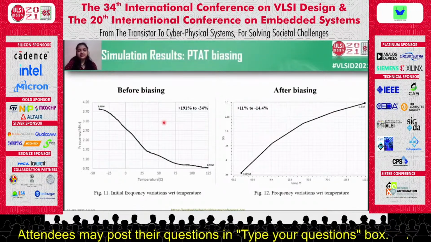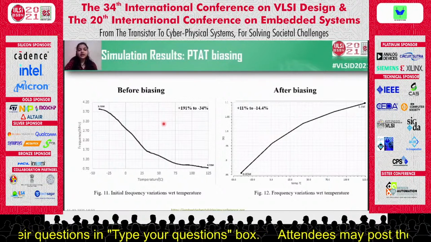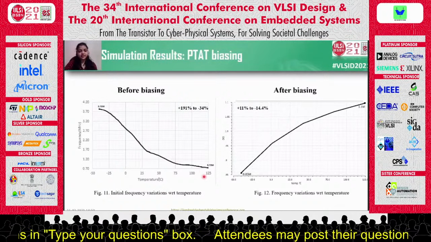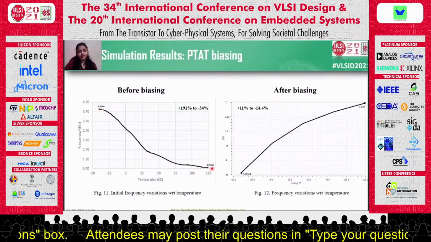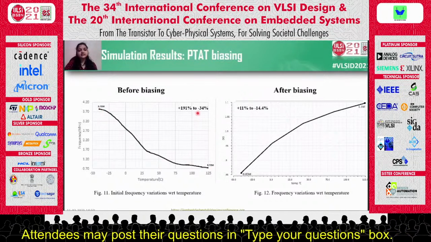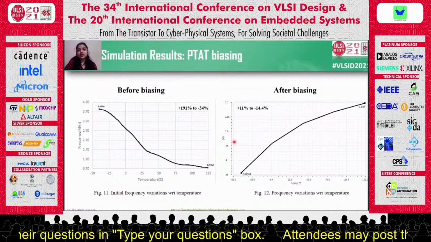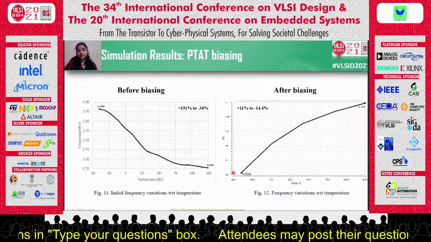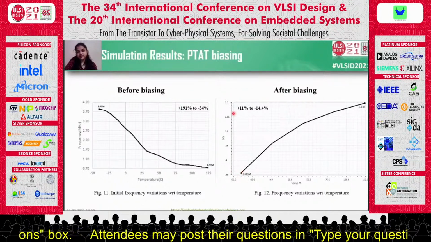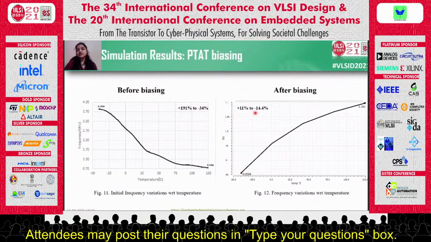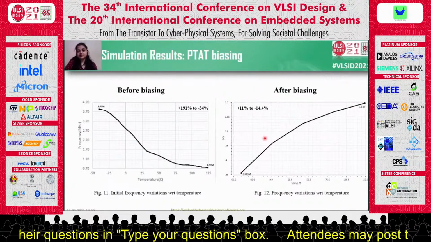Here are the results of frequency variations with respect to temperature at 1.8 volt supply. Initial frequency variation with respect to temperature was very huge. It was from 3.75 MHz to 0.72 MHz. In percentage, it is plus 191% to minus 34%. After using a PTAT circuit for biasing, we achieved a frequency variation with respect to temperature of around plus 11% to minus 14.4%. It was reduced significantly.